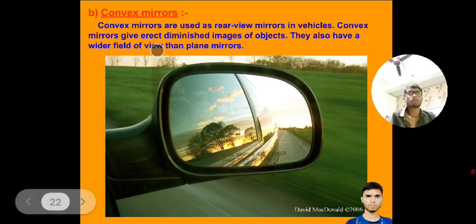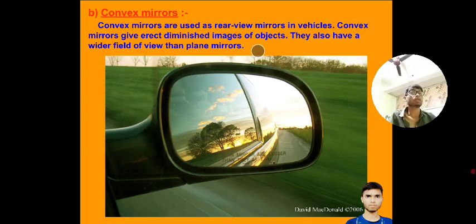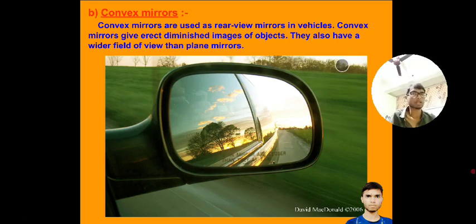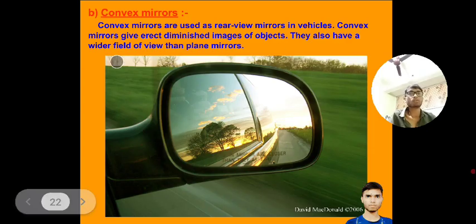Convex mirrors give erect, diminished images. It will give you erect, not inverted, and diminished images of objects. Objects would be diminished. That's why it covers a lot of area. They also have a wider field of view than the plane mirror. Yes, it is true.